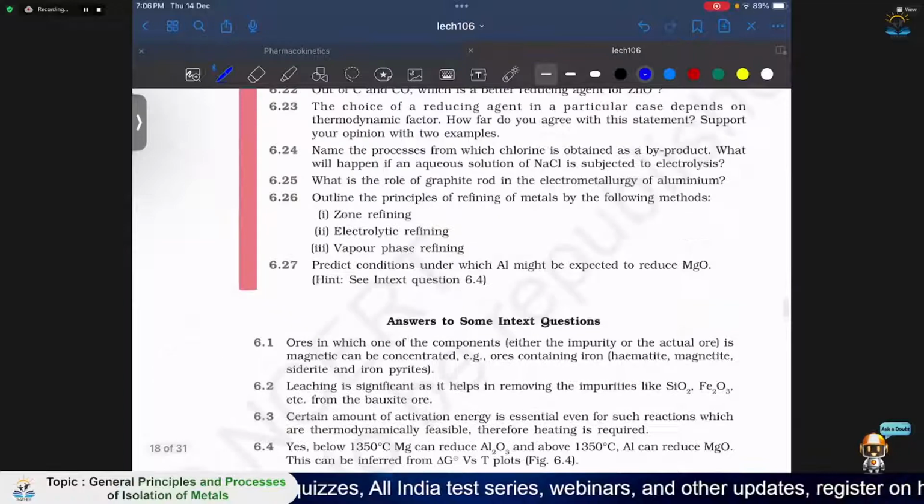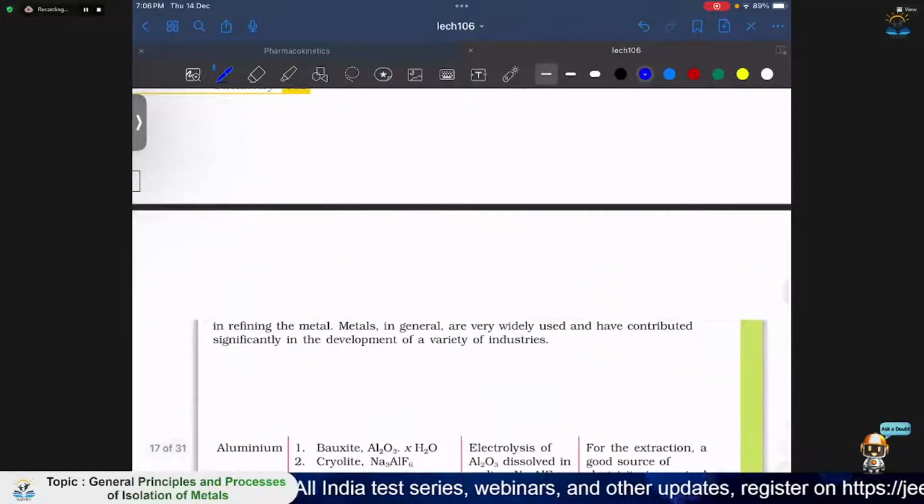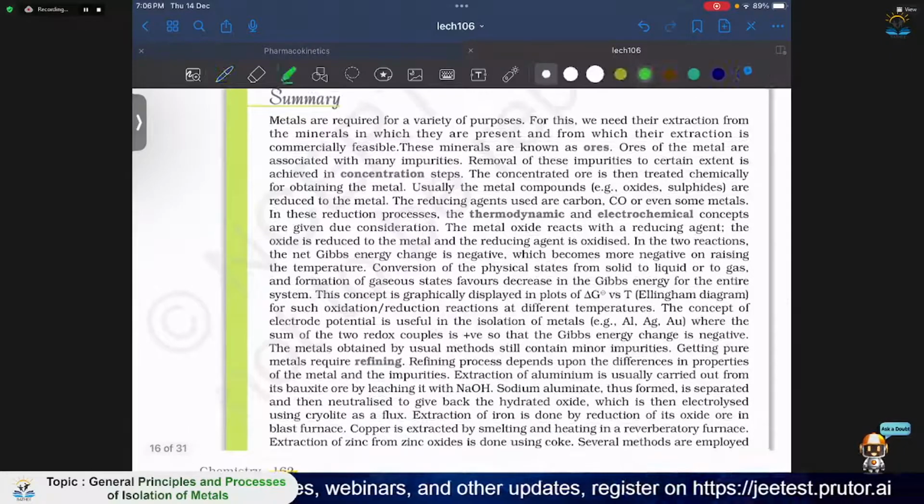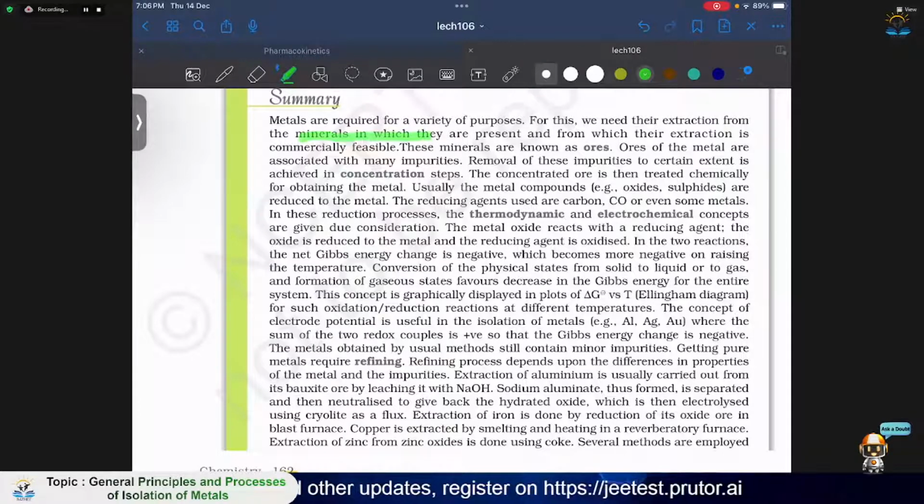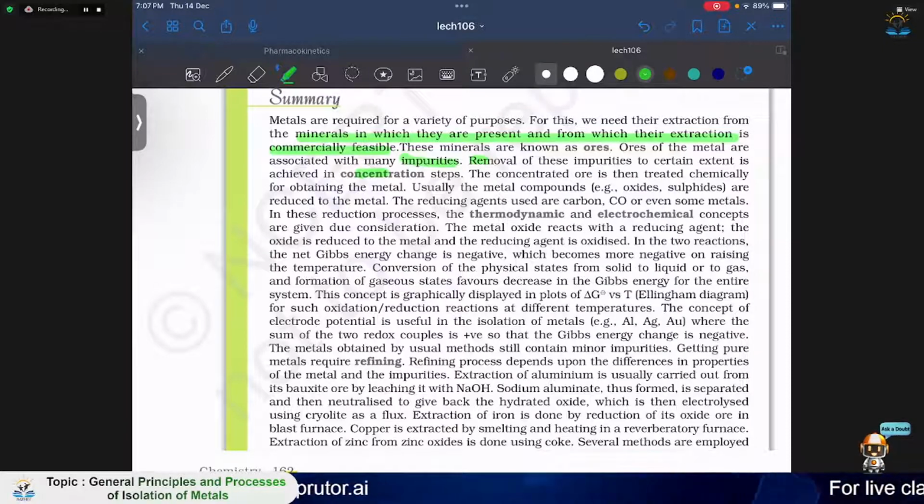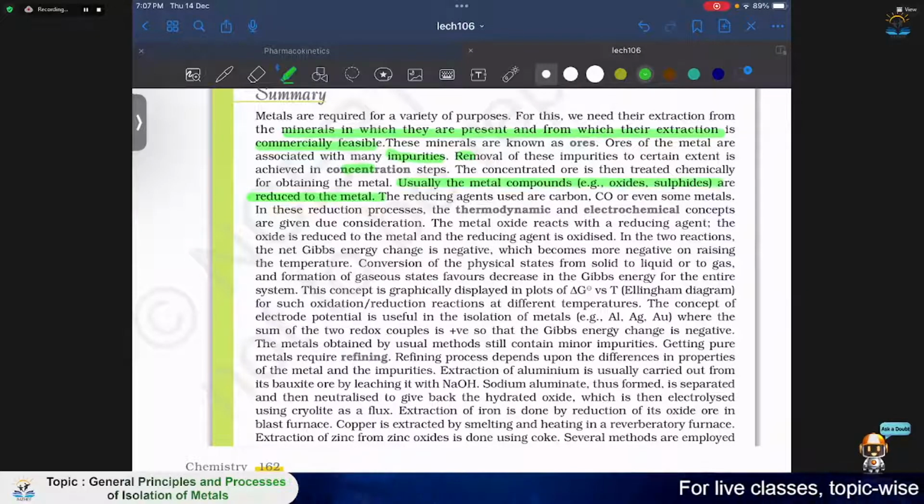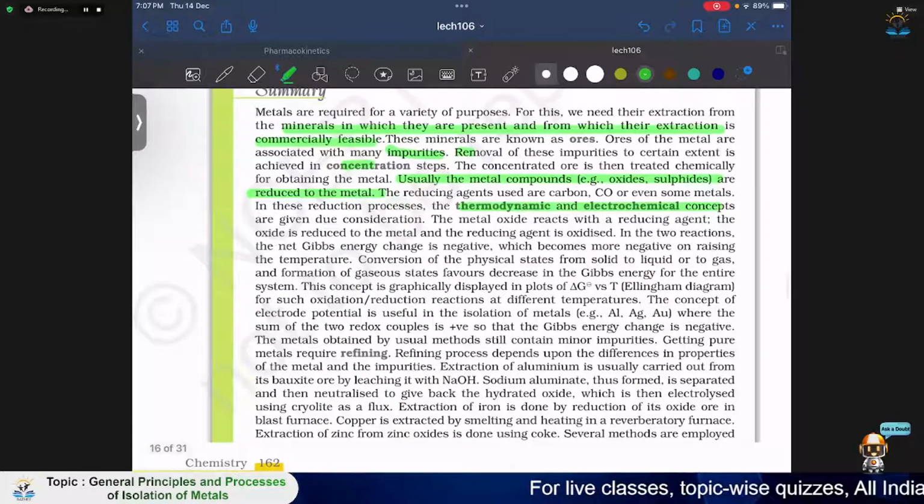Basically, we've seen the process of extraction of ore from concentration of ore. We have not covered extraction properly. So what is an ore? Minerals in which metals are present and from which their extraction is commercially feasible. Impurities are there, so removal of impurities and concentration steps are there. Usually the metal compounds are reduced to the metal, and thermodynamic and electrochemical concepts are given consideration.